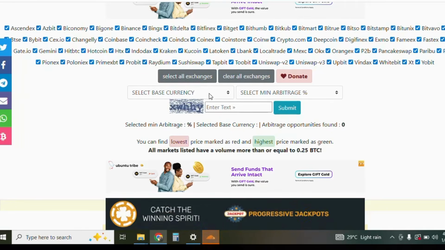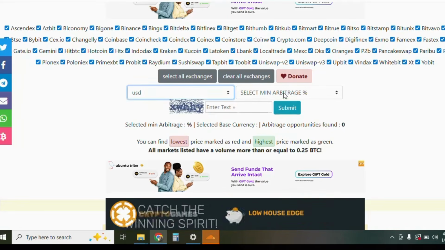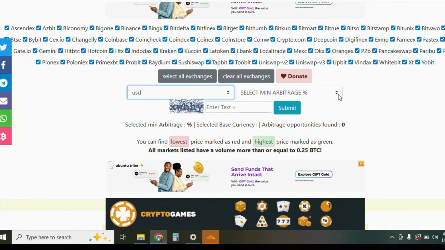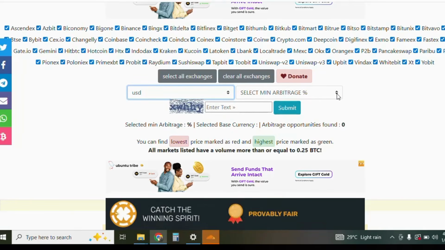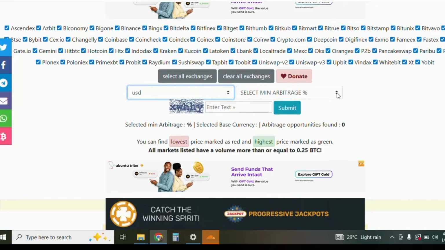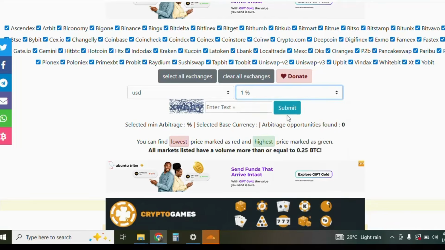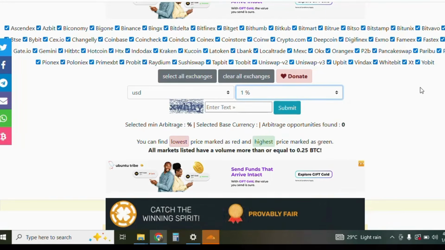This base currency is where you put in your base currency. Now I love using the US dollar as my base currency. It shows some very important things, and of course I just love using US dollars. That's what works for me. You can choose yours. Select the minimum arbitrage percentage. This simply means the minimum amount of money, in percentage, you are willing to make. So I just want to make at least 1%. Okay, just give me at least 1%. All right, so I select 1%, which means I will not see any opportunity that is less than 1%.